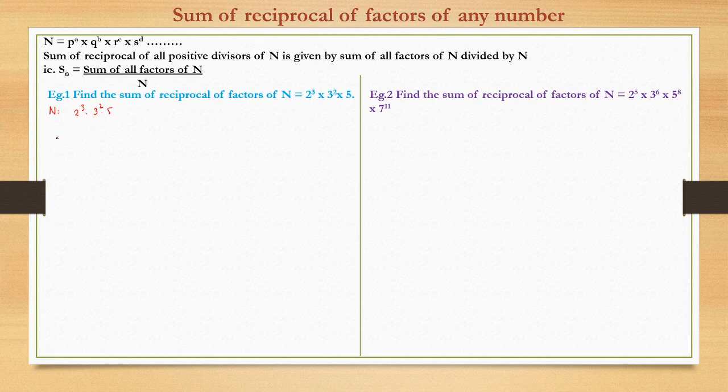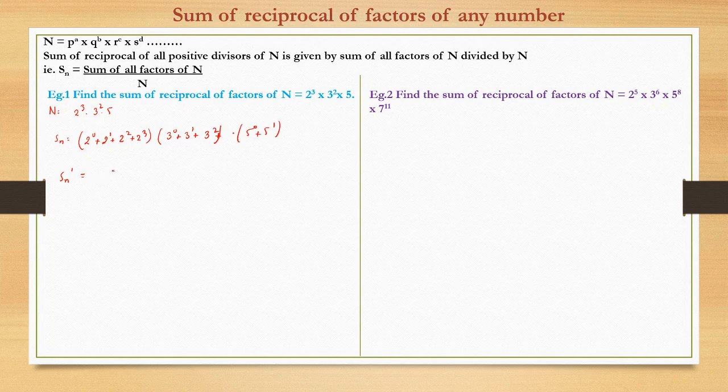If the question was just to find the sum of all the factors, then that would have been quite easy: (2 raised to power 0 plus 2 raised to power 1 plus 2 raised to power 2 plus 2 raised to power 3) into (3 raised to power 0 plus 3 raised to power 1 plus 3 raised to power 2) into (5 raised to power 0 plus 5 raised to power 1). This would have been the summation had the question been just to find the sum of all the factors. But now the question is to find the sum of the reciprocals of the factors of the number. So let that be given by S dash n.